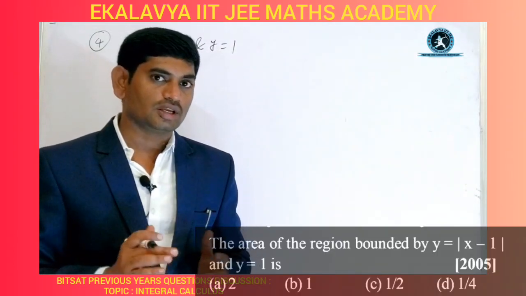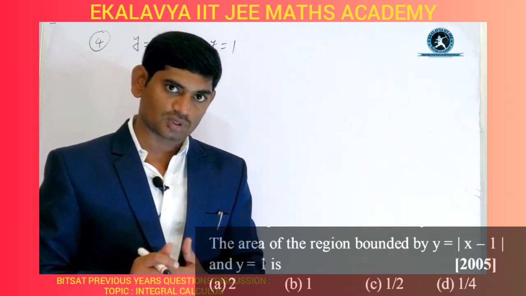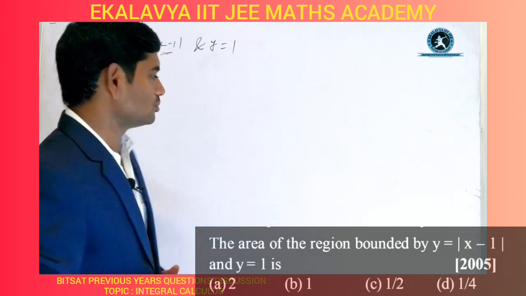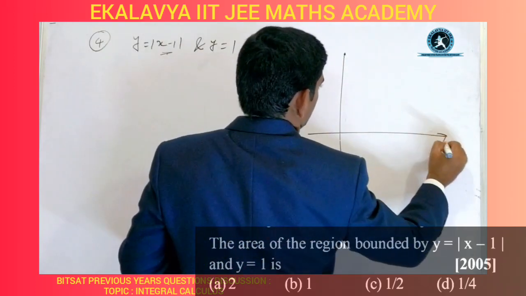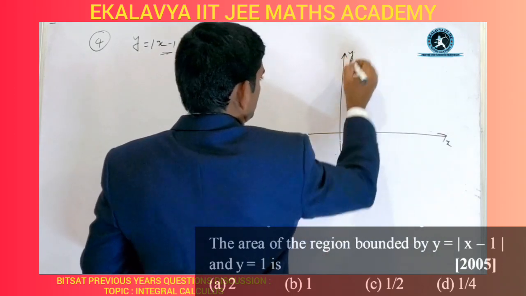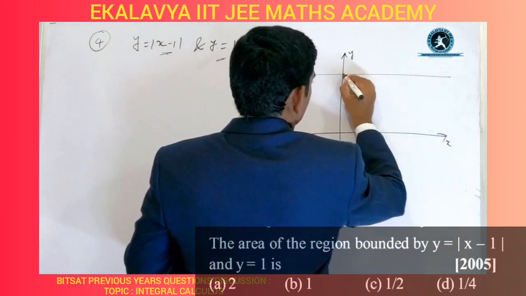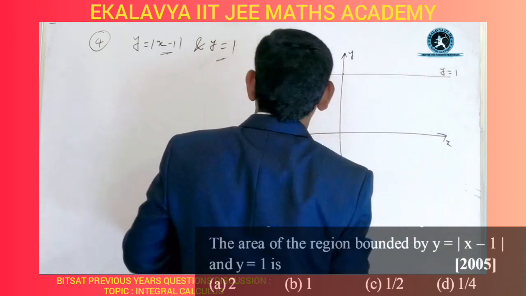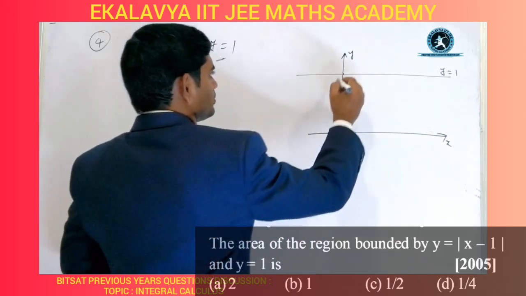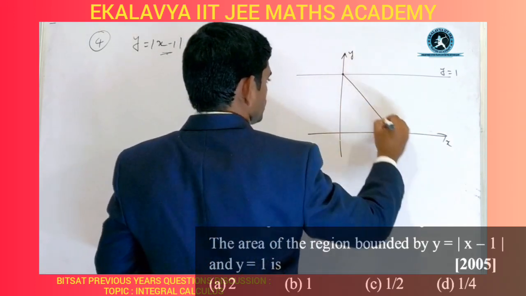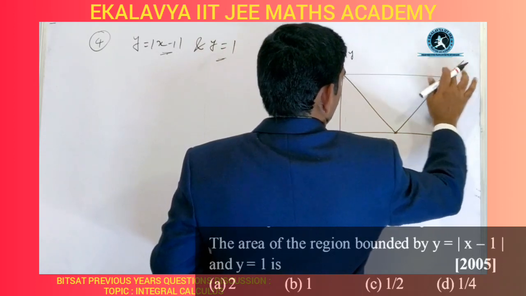Next question: the area of the region bounded by y is equal to modulus of x minus 1 and y is equal to 1. So how can we solve this one? I am using the graph here, with the x axis and y axis. The line is y is equal to 1, and this is y is equal to modulus of x minus 1.